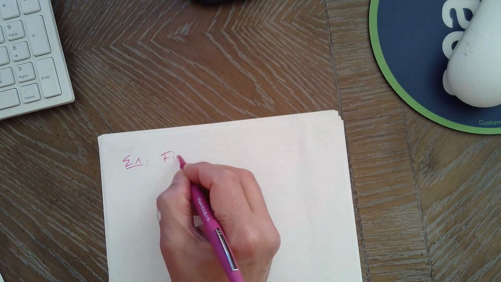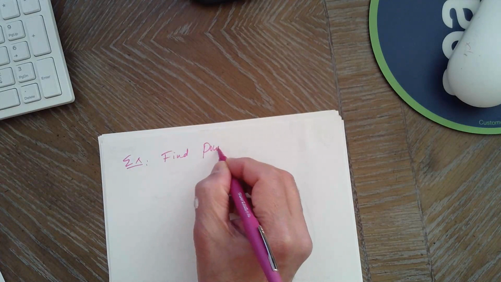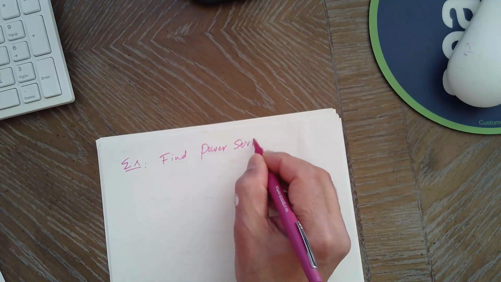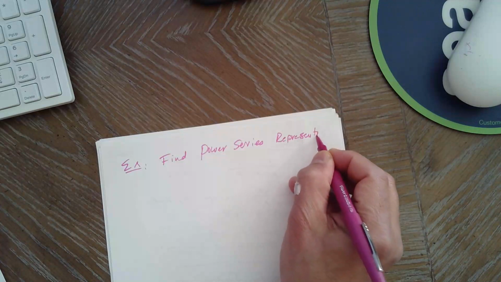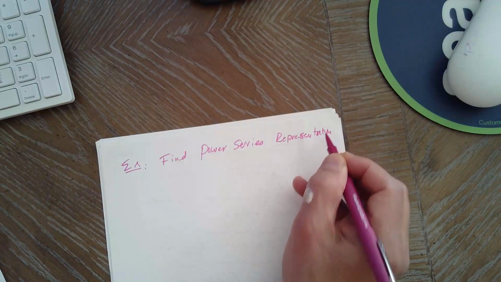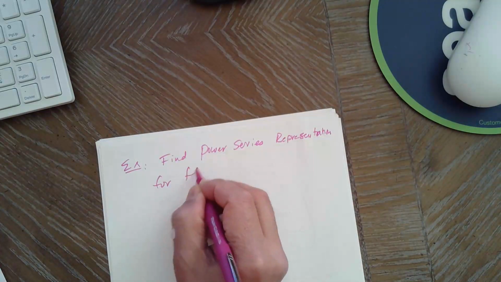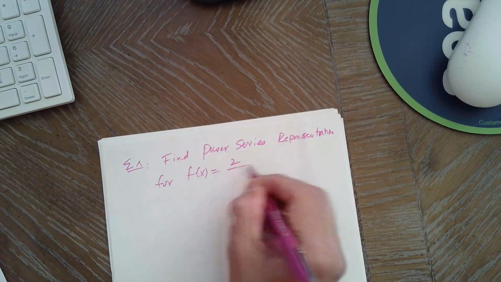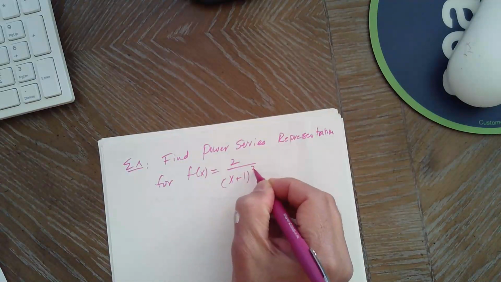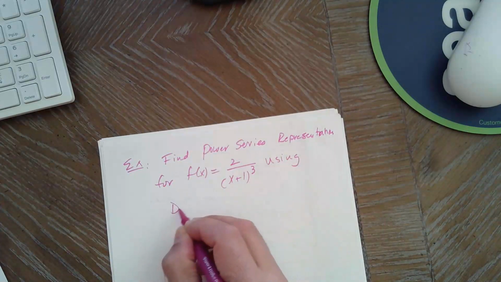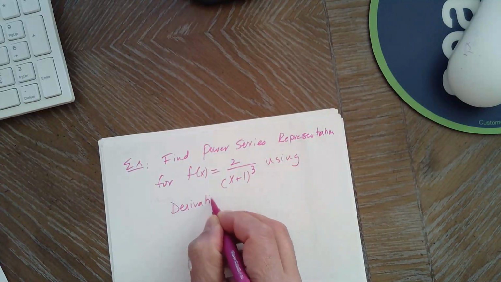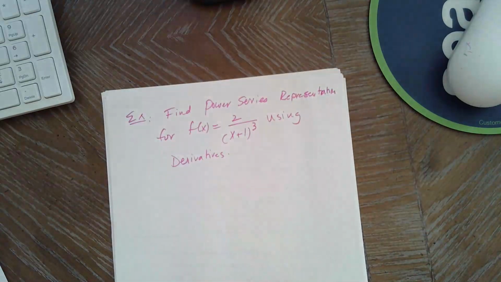So find the power series representation for f of x equals 2 over (x plus 1) cubed using derivatives.